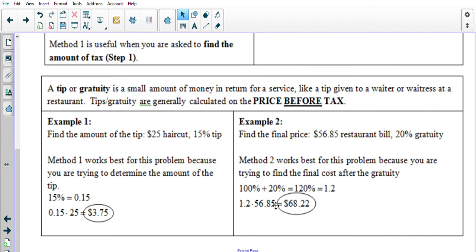Now again, would you necessarily leave $68.22? Maybe not. You might leave $69 or just round it up to $70 as well.